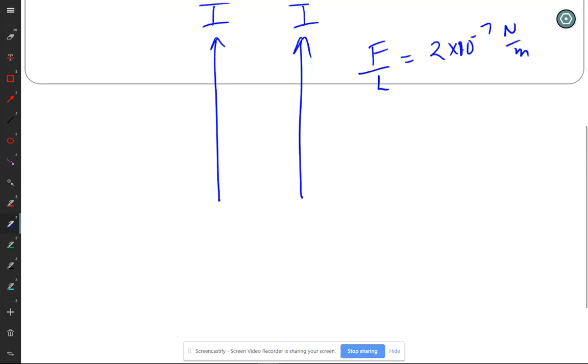So if we look at the force, this is going to be just like what we did in the first problem. Now, what direction will the force be on these wires? Is it going to be attractive or repulsive?